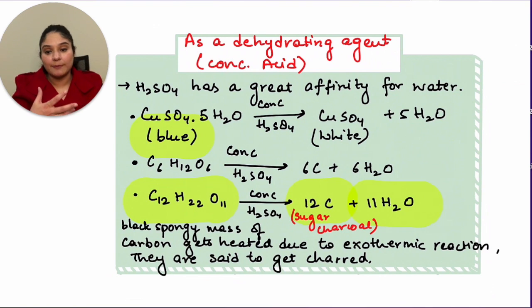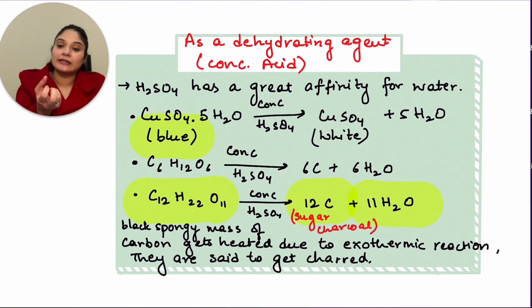So what happens is that when H2SO4 pulls out water, the water comes out as steam. What is left out is a black spongy mass of carbon. And this gets heated up because it's an exothermic reaction. And when that happens, it is said that it is charred.